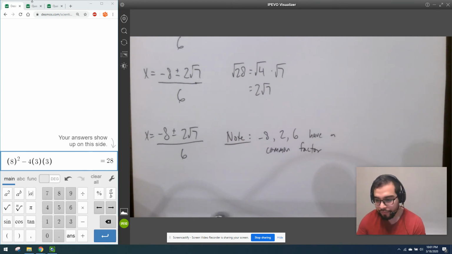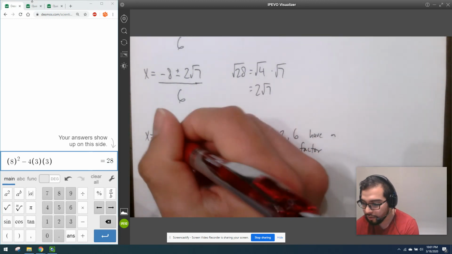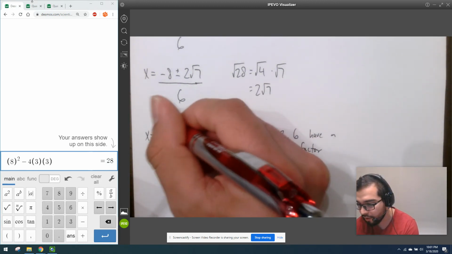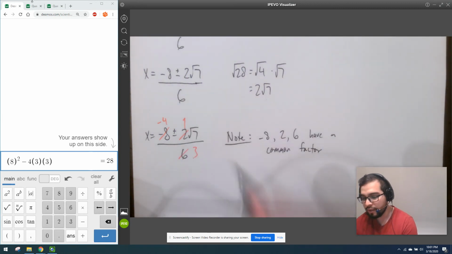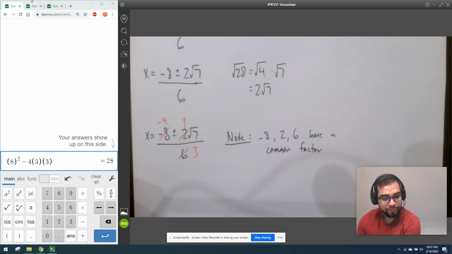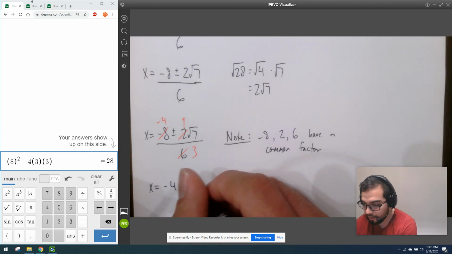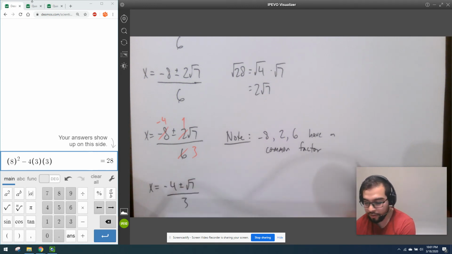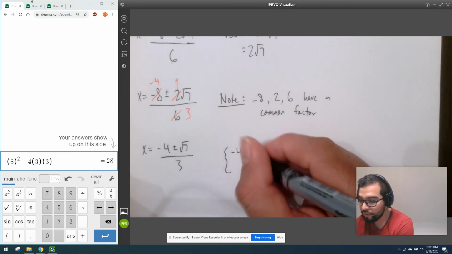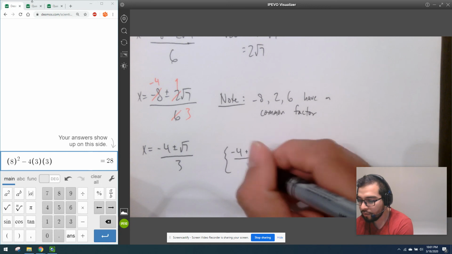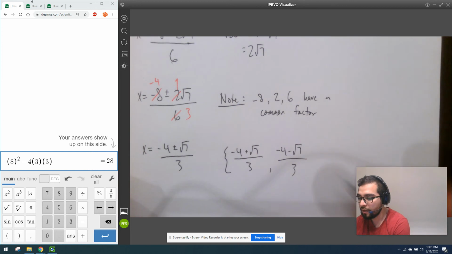These simplify, so they're all divisible by 2. So negative 8 simplifies to negative 4, 2 simplifies to 1, and 6 simplifies to 3 if I divide each of those by 2. So x is equal to negative 4 plus or minus the square root of 7 all over 3. My solution set right over here is going to be negative 4 plus root 7 all over 3, negative 4 minus root 7 all over 3.